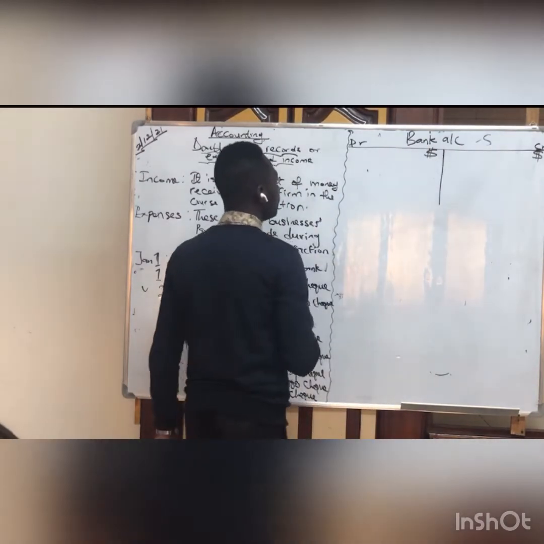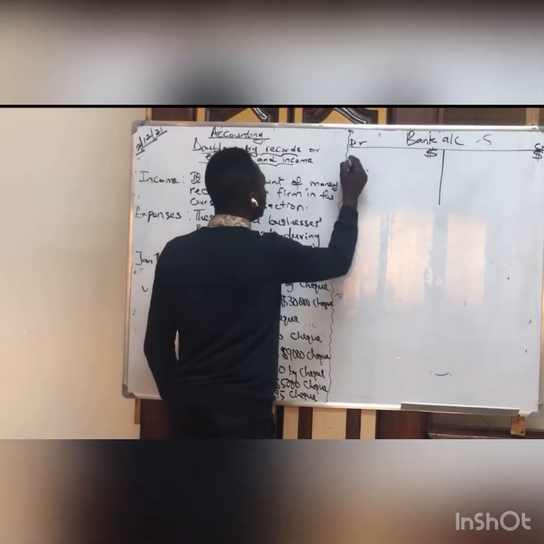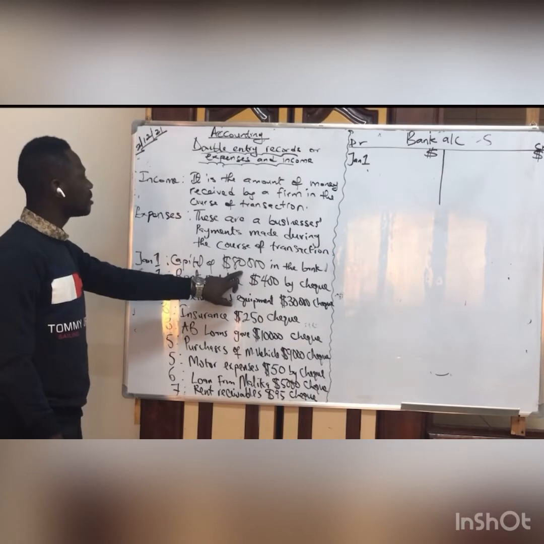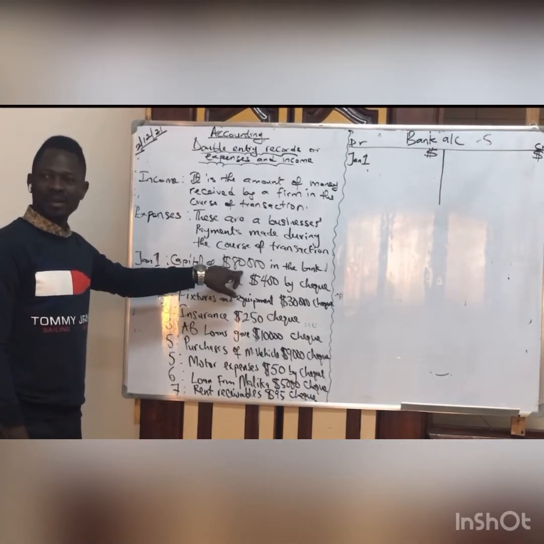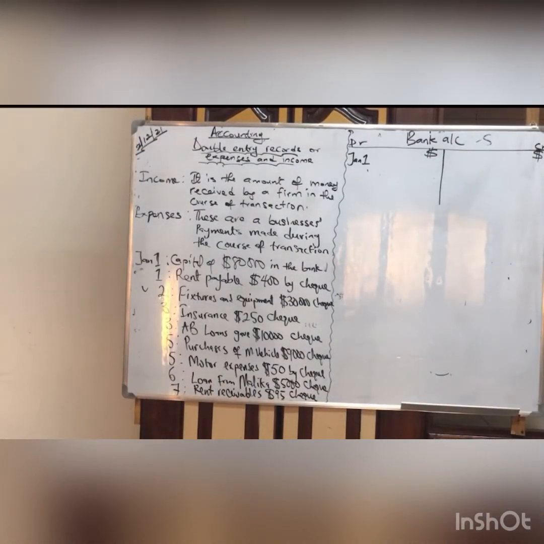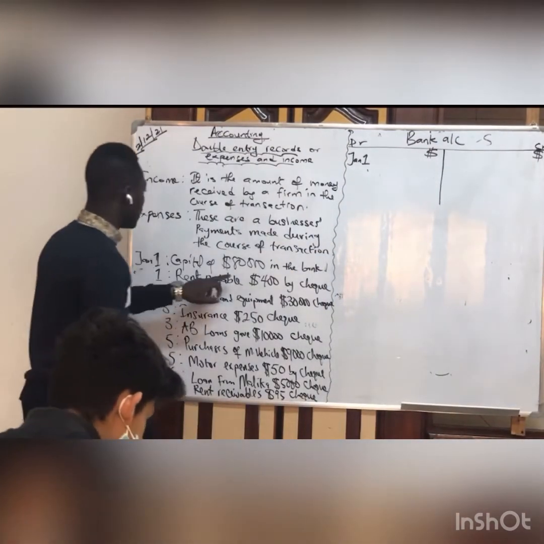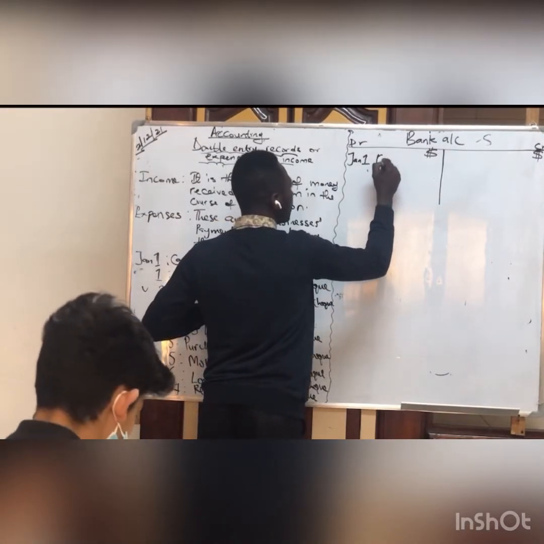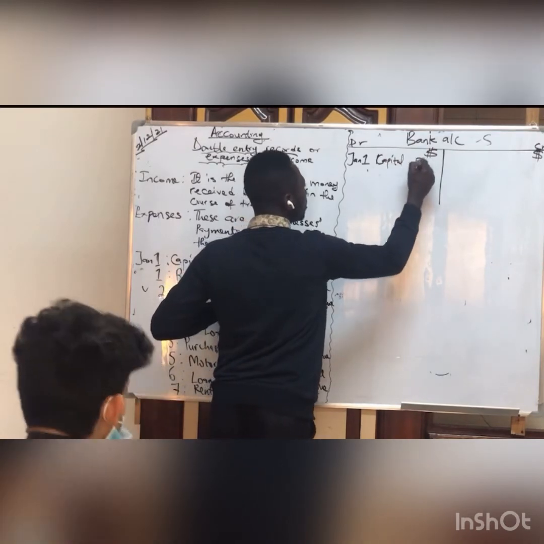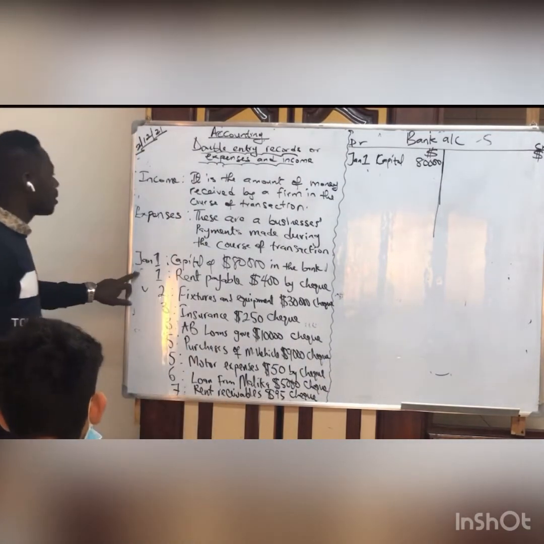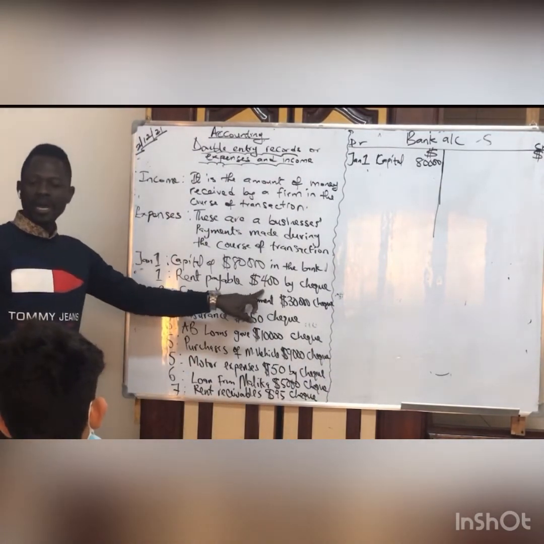Okay. So the first transaction was on January 1, right? Capital of 80,000 in the bank. So the business received capital, right? Yes. On January 1, 80,000 was received into the bank account. So we have capital here, and how much? 80,000. Is this one clear? Yes. Great. On the same January 1, rent was paid, 400 by check.